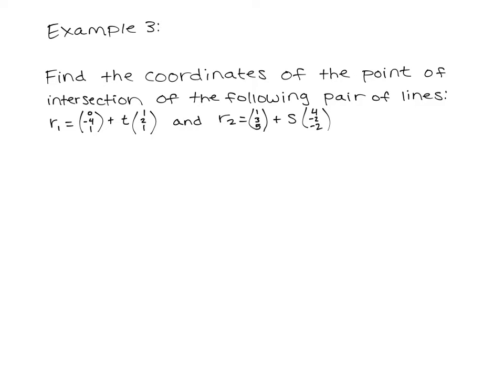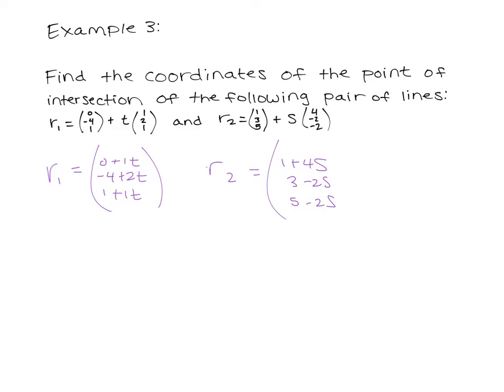Okay, so here's our first example for finding the intersection of these 2 lines. The first thing that we're going to do for both of our lines is write them each as a single vector. Here's my first one: 0 plus 1t, negative 4 plus 2t, 1 plus 1t. I just went ahead and condensed that. Same thing for our second line: 1 plus 4s, 3 minus 2s, 5 minus 2s. Okay, so we've taken both of our lines and written them as a single vector.